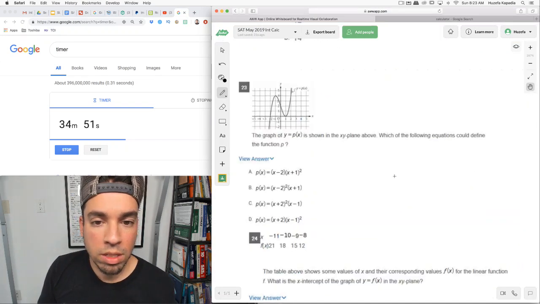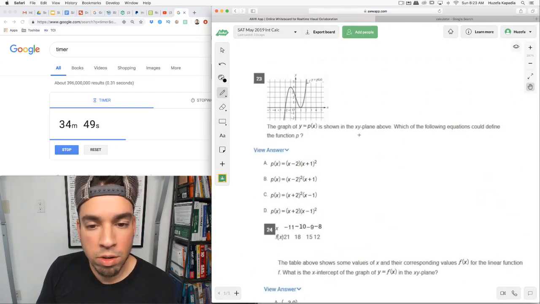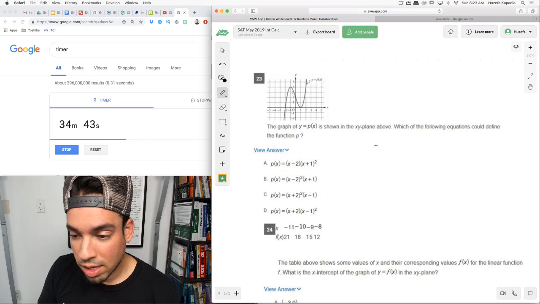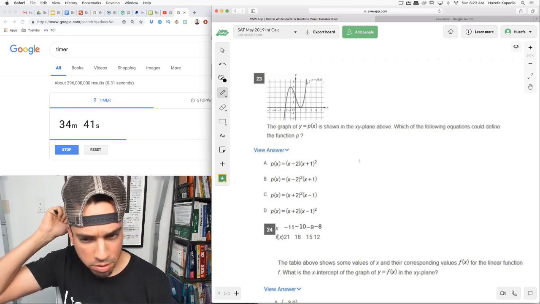Next, 23. Yeah, 34 minutes left, and we have 16 problems. The graph of y equals p of x is shown in the xy plane. Which of the following equations could define the function p?